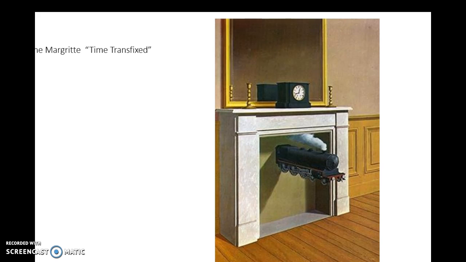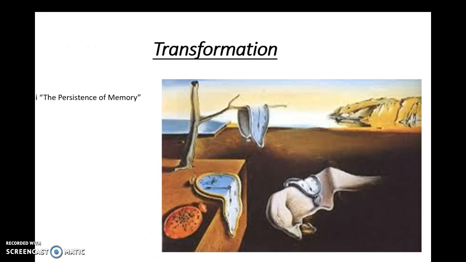Another example is by Rene Magritte, also called Time Transfixed. In this, you see this locomotive coming through the chimney, which is just an unusual placement. The second way to make things look surreal is called transformation. Transformation is when objects are changing right before your eyes, and they're changing in an unusual way. For example, Salvador Dali did The Persistence of Memory, and in this you see a bunch of clocks that are just basically melting in front of us in a very unusual way. That is transformation.